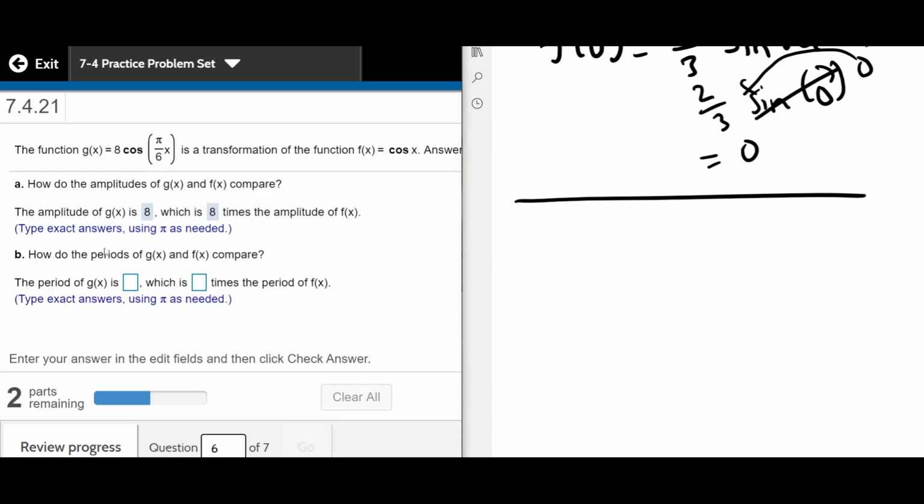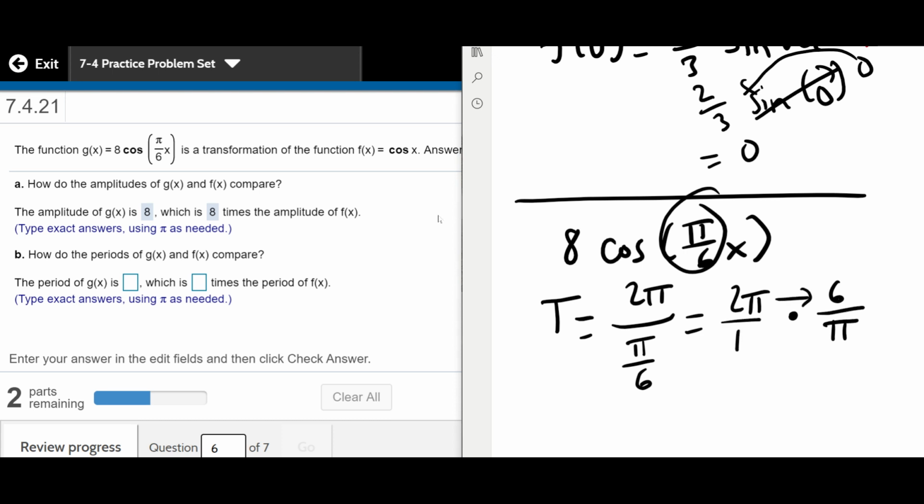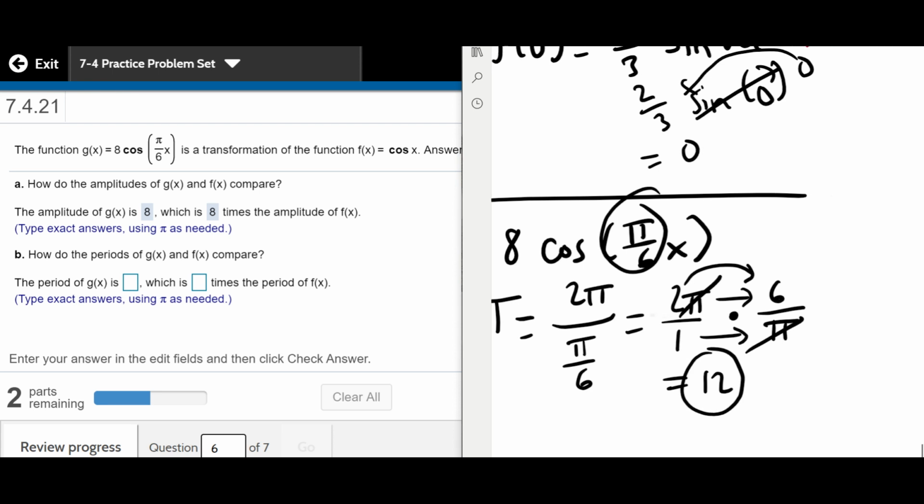Okay. How do the periods compare? Well, let's look at the first one, 8 cosine of pi over 6x. So the period is 2 pi divided by this number. Remember, keep, flip, change. So keep the 2 pi, change to multiplication, flip the denominator. So it becomes 6 over pi. Change this to over 1, multiply straight across. Notice that the pi's cancel, and then 2 times 6 is 12. So you can do that on the calculator and you're going to get 12. So my period is 12.